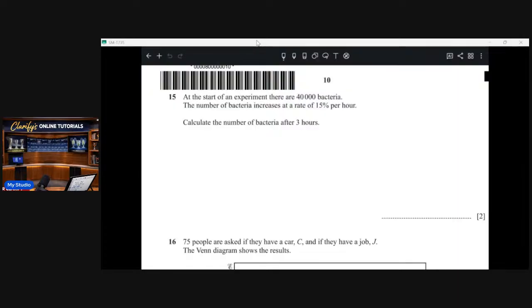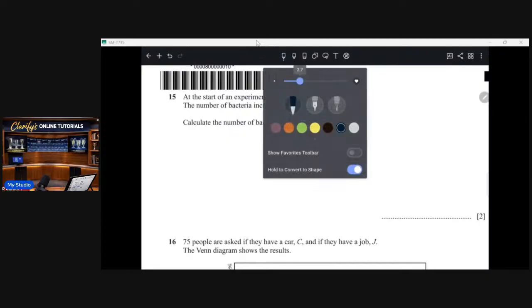now we are doing an interesting question on exponential increase and exponential decrease. Because here you are now being told that at the start of an experiment, there are 40,000 bacteria. The number of bacteria increases at a rate of 15% per hour. Calculate the number of bacteria after 3 hours. Only worth 2 marks.